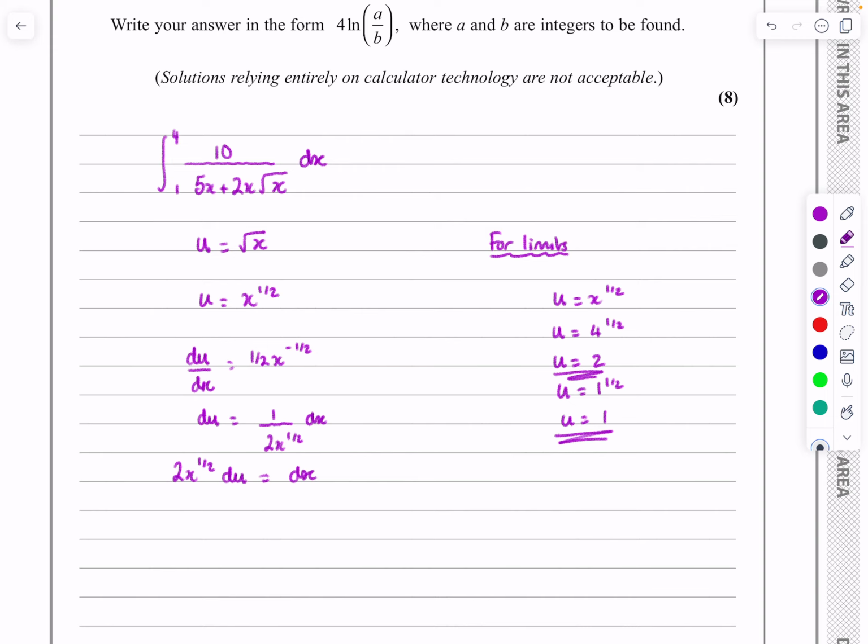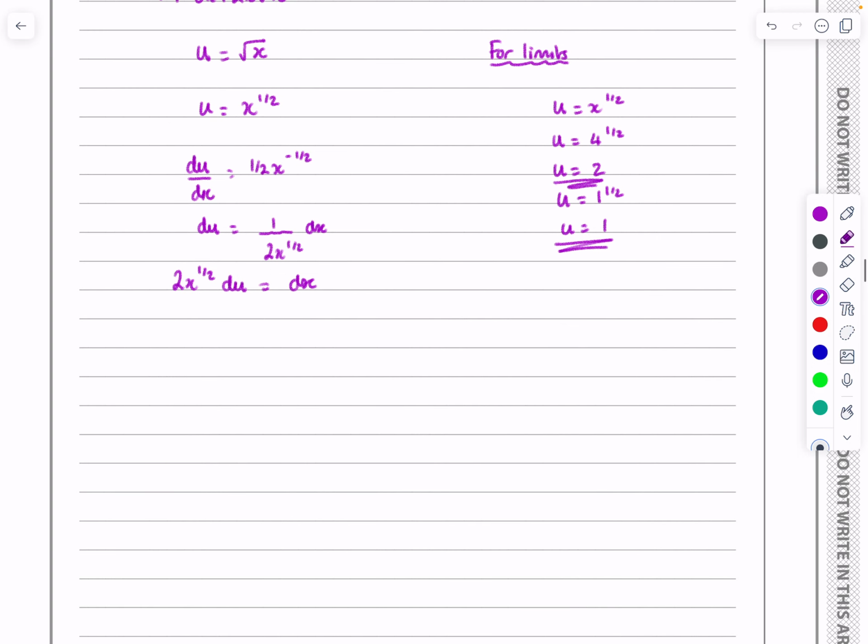So now when I'm substituting in, I had the integral between, we might as well put those limits in now, u equals 2 and u equals 1, but I'm going to have a mixture of x's and u's just at the moment. I've got 10 over 5x plus 2x. Well, 2x root x is 2x times x to the half. Let's just tidy that up. And then my dx now, this is the only change I'm making, is 2x to the half du here.